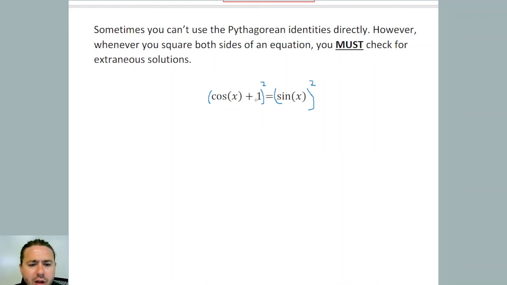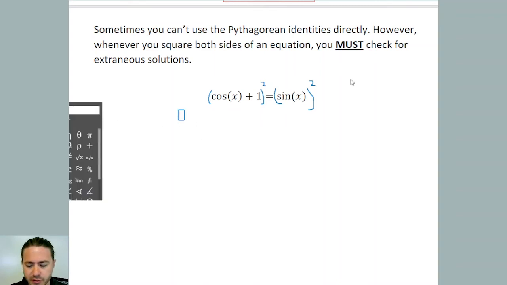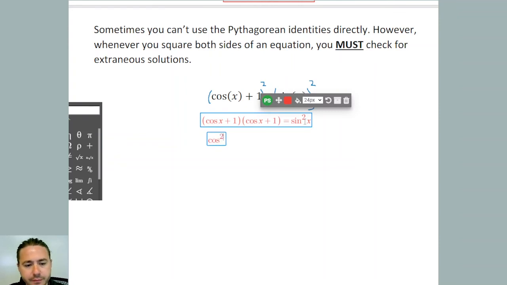So cosine x plus 1 times cosine x plus 1. I'll write it out completely so you can kind of see where I'm going with this. Cosine x plus 1 times cosine x plus 1. Whenever you're squaring something, you're just multiplying it by itself. And then sine squared x is just sine squared x. So let's go ahead and multiply these together. We can FOIL this out or just use the distributive property. And we get cosine squared x plus 2 cosine x plus 1.